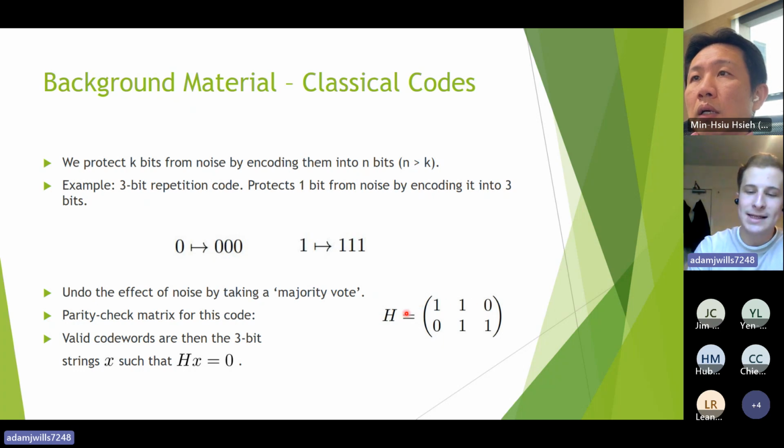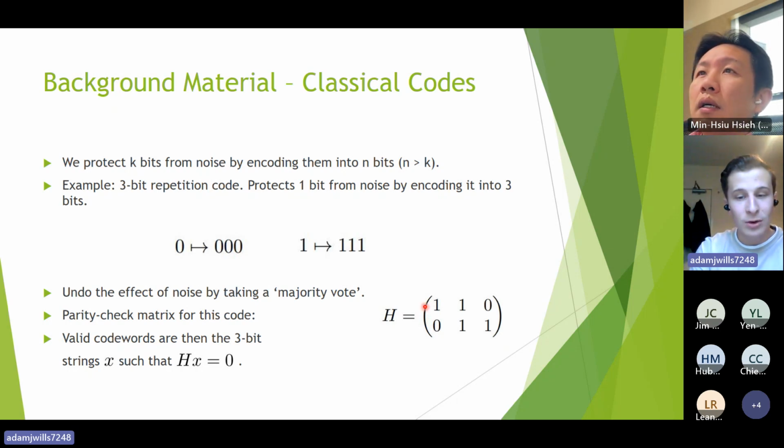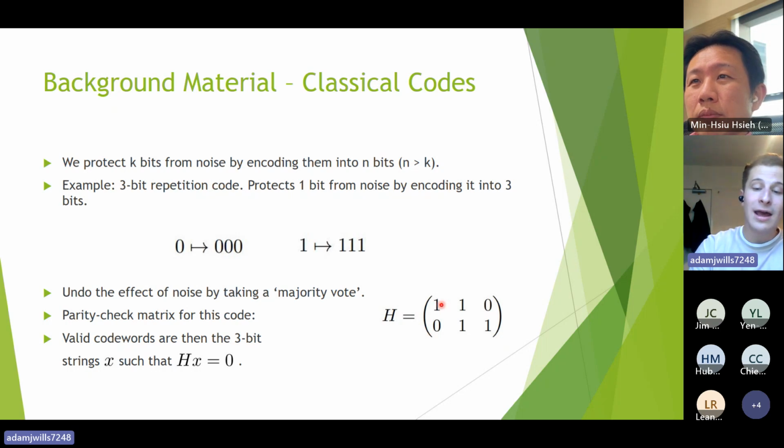Each check tells you something about the allowed code words. This first check is telling us all allowed code words have their first bit plus their second bit equal to 0. And this second check is telling us the second bit plus the third bit must be equal to 0. As you can probably imagine, if you have k linearly independent rows, and n physical bits, then you're going to get n minus k logical bits. Stated another way, n minus k independent rows, n physical bits means k logical bits.